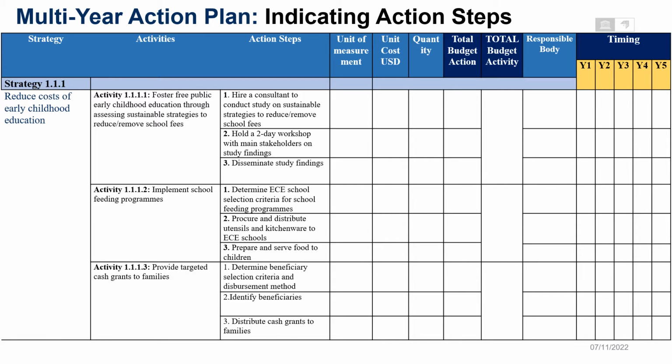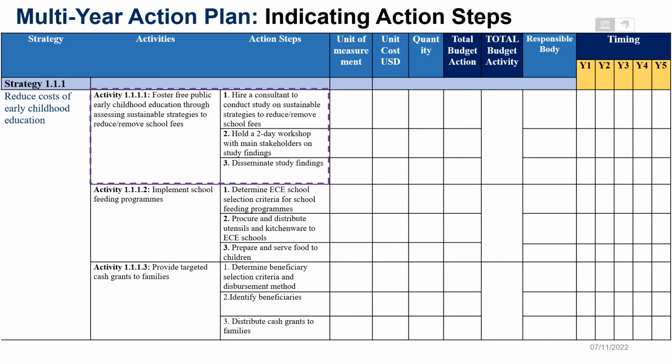For example, for activity 1.1.1.1, foster free public early childhood education through assessing sustainable strategies to reduce/remove school fees, we know that our final output will be a study on sustainable strategies to reduce/remove school fees. So what are the steps that would need to be carried out to produce this study? Will it be an internal study, or will we hire an external consultant? What will we do with the findings once the study is produced?